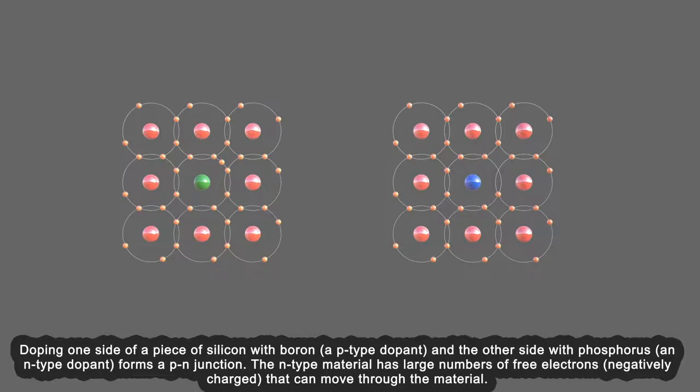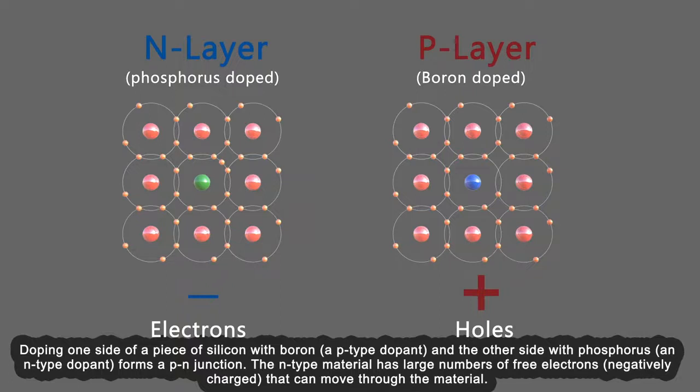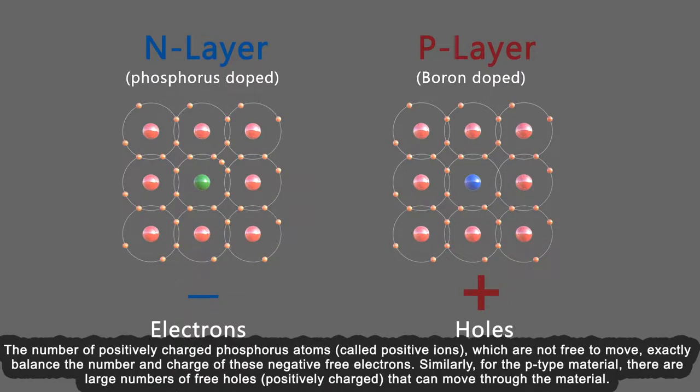Doping one side of a piece of silicon with boron, a p-type dopant, and the other side with phosphorus, an n-type dopant, forms a p-n junction. The n-type material has large numbers of free electrons, negatively charged, that can move through the material. The number of positively charged phosphorus atoms, called positive ions, which are not free to move, exactly balance the number and charge of these negative free electrons.